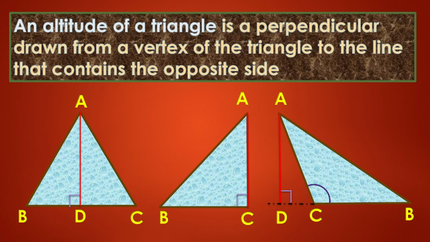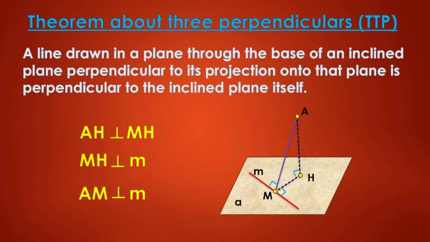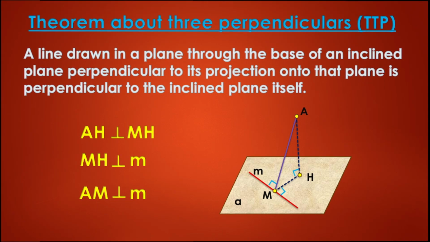Let's find out the theorem about three perpendiculars, abbreviated TTP. A line drawn in a plane through the base of an inclined line perpendicular to its projection onto that plane is perpendicular to the inclined line itself. From this figure, we can see that AH is perpendicular to MH, MH is perpendicular to M, and AM is perpendicular to M. We won't need this theorem in this video lesson, but believe me, we will definitely need it in the future. We can prove this theorem very easily.